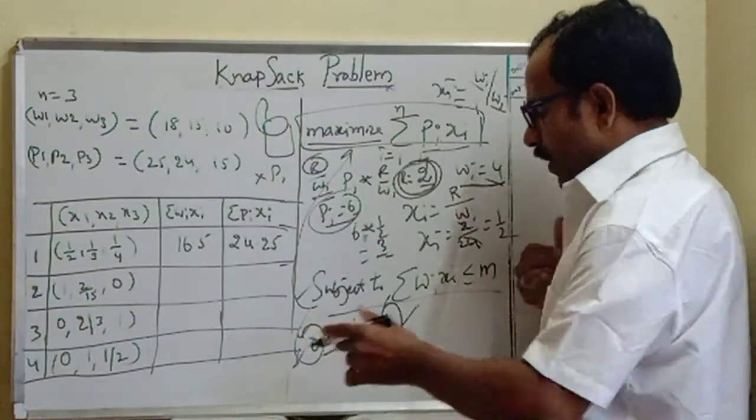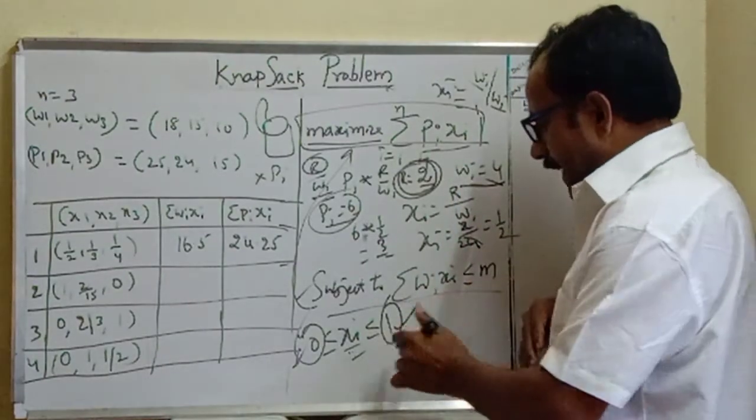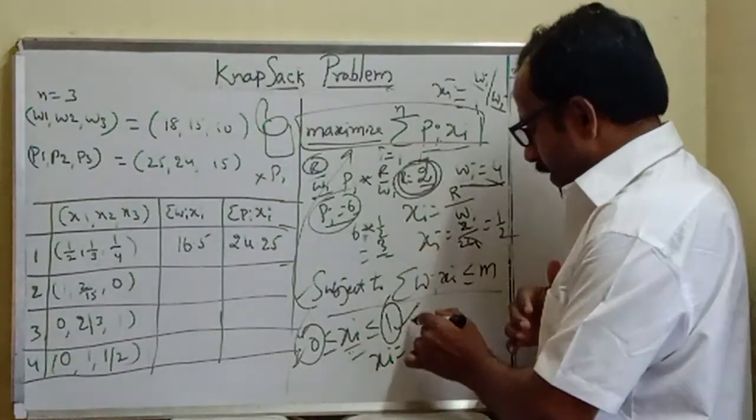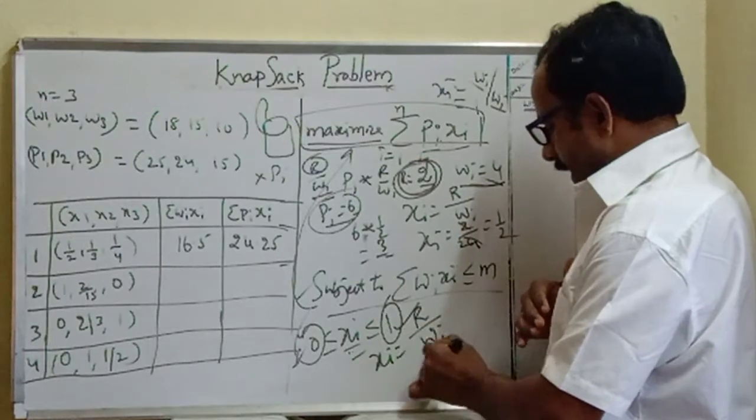One is 0 if we omit the item completely. Another is 1 if we consider the item completely. Otherwise, the Xi solution is a fraction. How can we calculate the fraction? Remaining knapsack capacity by item weight. Okay? Like this we get the solutions.